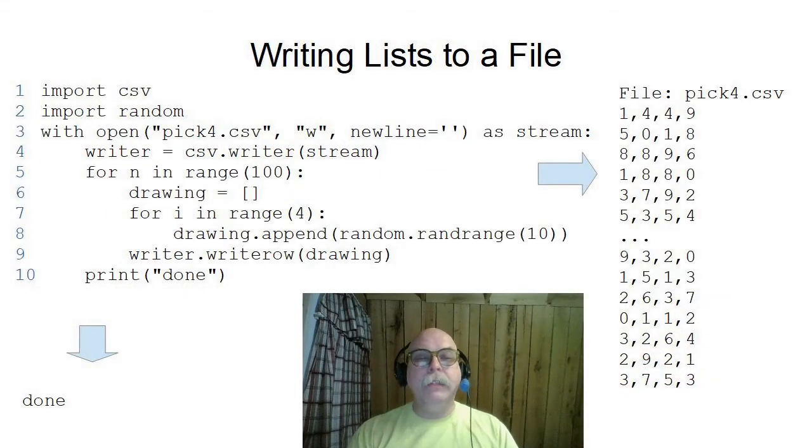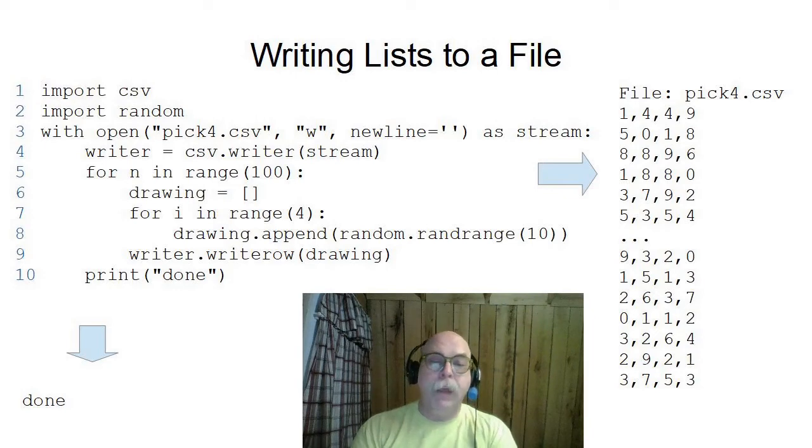So here in this example, I'm writing 4 random numbers to each row, and you can see the output file looks like this, with 4 random numbers separated by commas, going on to the next 4 random numbers separated by commas. Let's look at the code and go through it line by line.